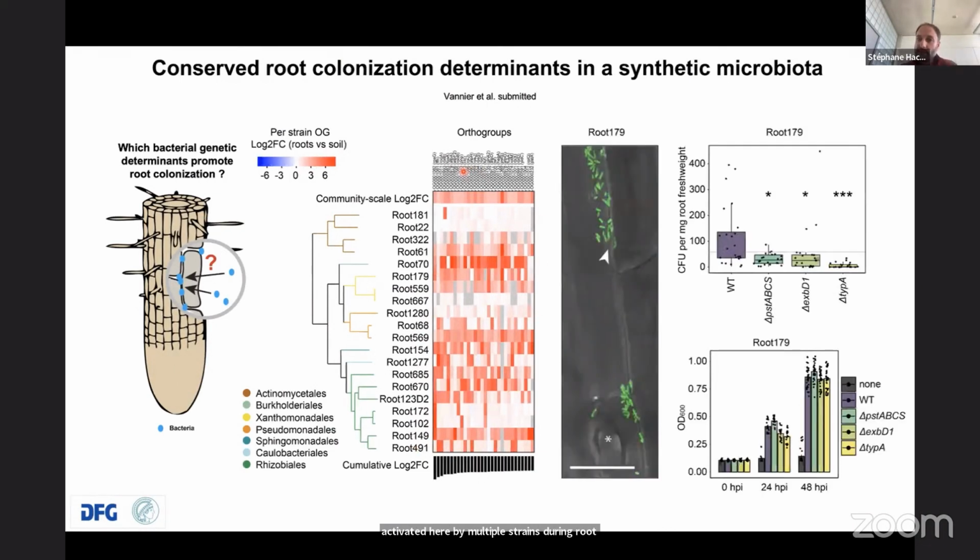And we further validated that these conserved genetic determinants are indeed important for root colonization in this strain called Root179, which is a Rhodanobacter. You can see that when we inactivate these genetic determinants in this strain, the strain is no longer able to colonize Arabidopsis roots, but remains able to grow in liquid media. So we are quite excited about this because now we can understand conserved genetic determinants in bacteria that are consistently activated by multiple strains during root colonization.